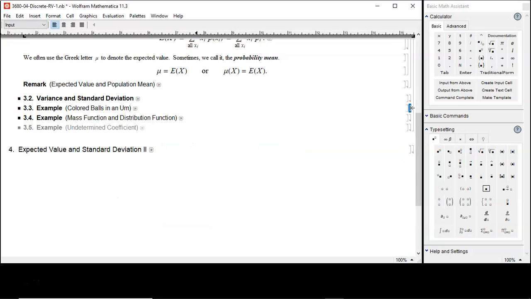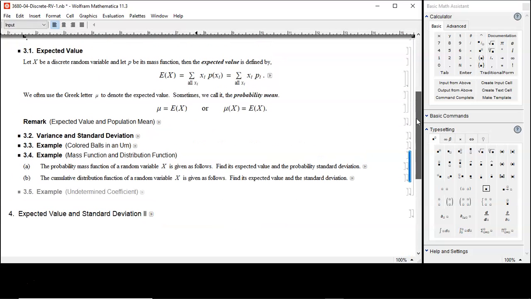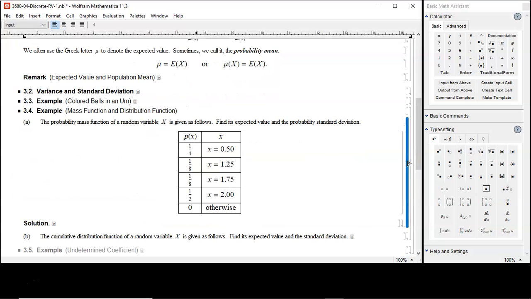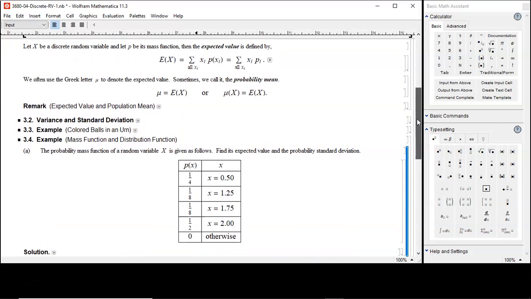Now, what if you have a probability mass function like this? Again, it's the same deal. This is a formula here. x1 times p1, x2 times p2, and so on. So just multiply these two. Multiply, multiply, multiply, and then add them all up, and that is your expected value.